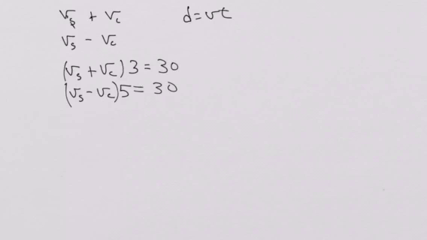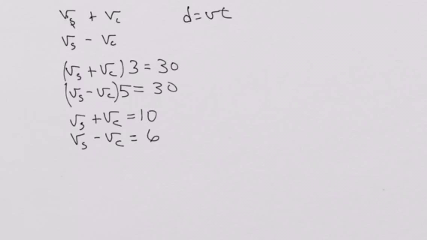This is a system of equations, and it's an easy system of equations to solve. If I divide by 3 in the first equation, and divide by 5 in the second equation, we're going to get that.